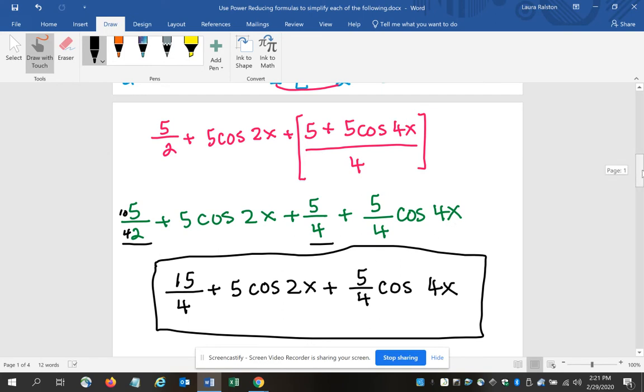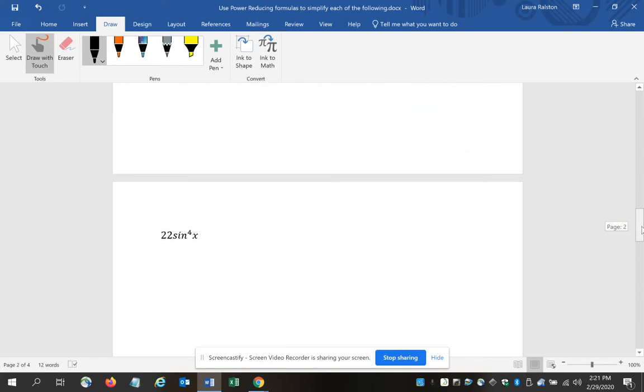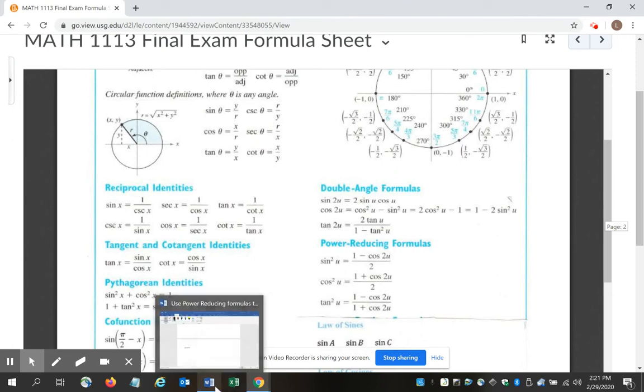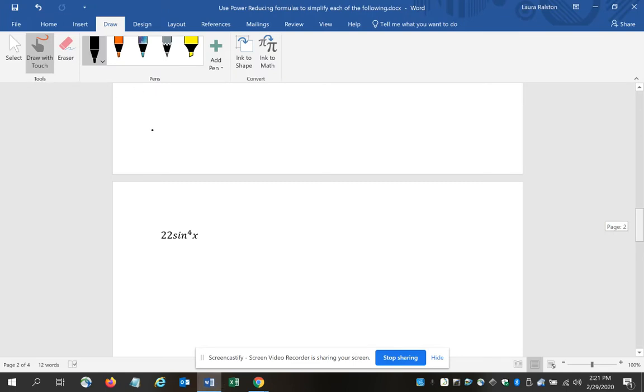All right, let's look at another one. This particular problem involves sine, and again, I picked one of the more challenging problems. We have 22 sine to the 4th x. And again, I have to realize, first of all, I probably need to go and find my formula for sine. So my power reducing formula for sine squared is sine squared of x equals 1 minus the cosine of 2x all over 2.